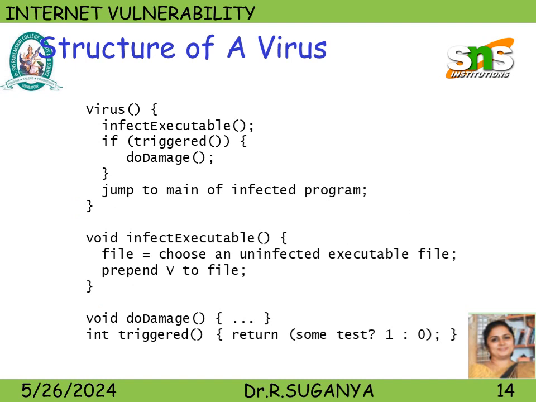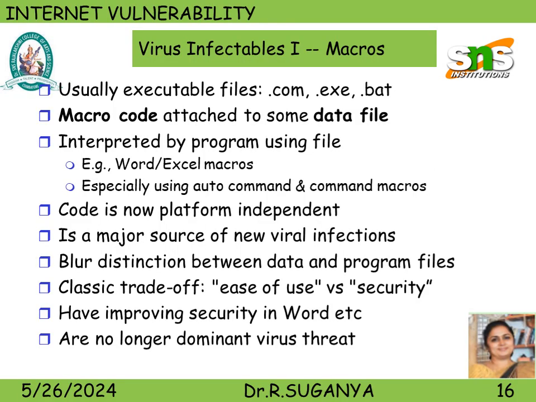The structure of a virus: we can see the executable code. If it is triggered, it damages. It performs some tests. If an infected executable file is found, it chooses an uninfected executable file and prepends itself to the file. Viruses infect macros and usually executable files, that is .com, .exe, .bat.